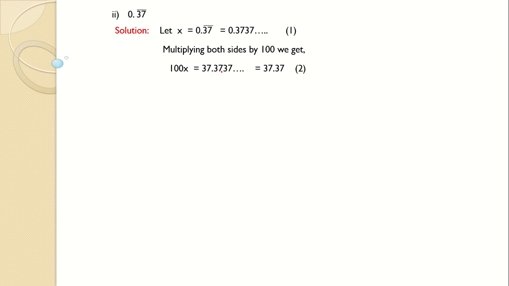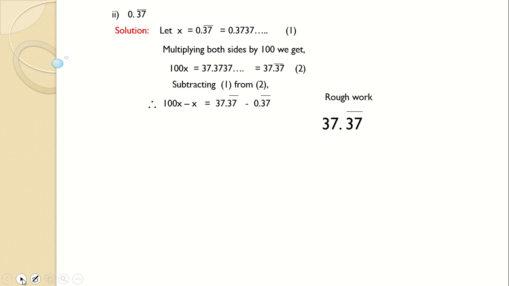100x is equal to 37.3737, so 37.37 bar. Now the next step would be subtracting statement number 1 from 2. So that's going to be 100x minus x, which is 37.37 bar minus 0.37 bar. The rough work I have shown on the other side. So 37 and 37 get cancelled, 37. Therefore 99x is equal to 37, and therefore x is equal to 37 upon 99. So this is going to be your final answer.